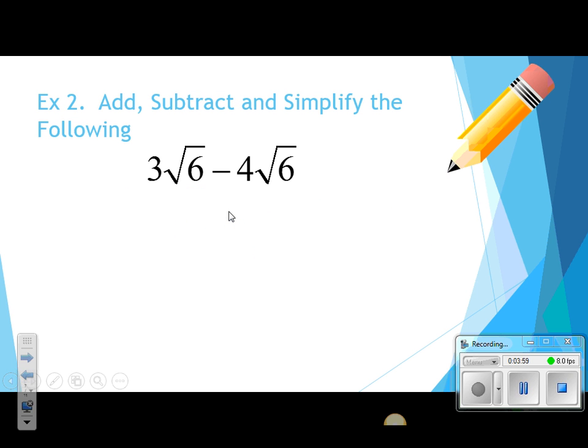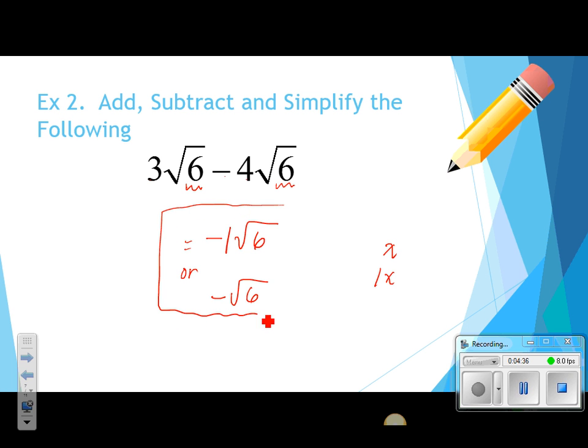Add, subtract, or simplify the following: 3 square roots of 6 minus 4 square roots of 6. Again, we have the square root of 6 under the radicals, so our radicands are the same. So we can say 3 subtract 4, which is negative 1 square root of 6. We also can write this as negative square root of 6 because we don't have to write that 1 in front of the square root. It's like writing an x. You can either write 1x or just an x, but it's understood that there's a 1 there if you don't see the number. So either way is acceptable.